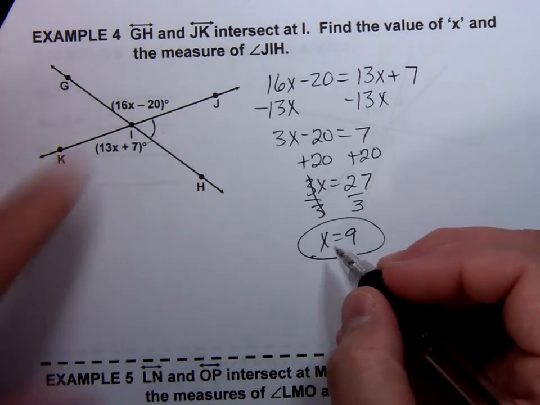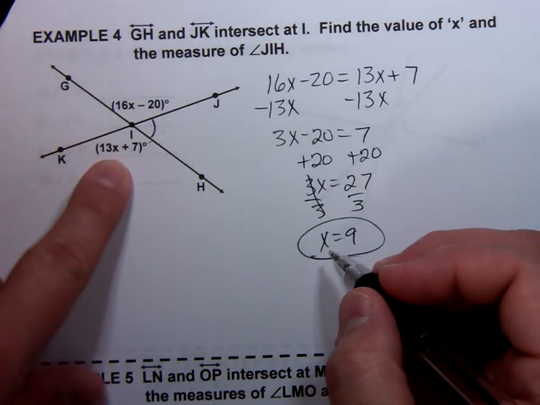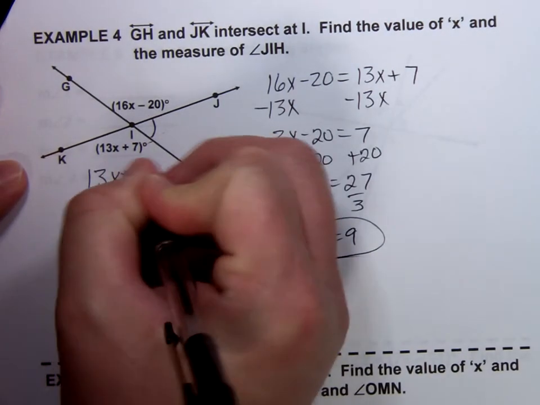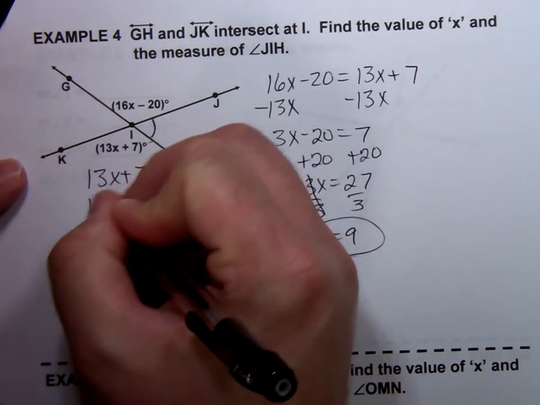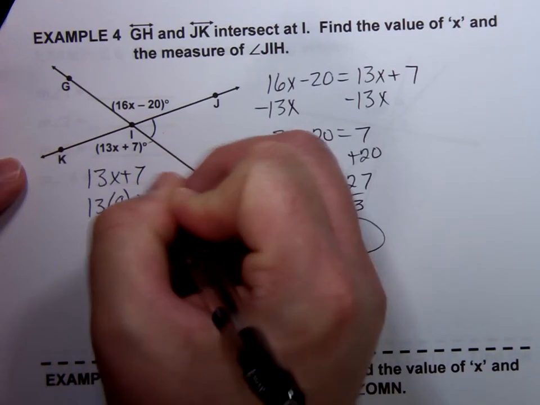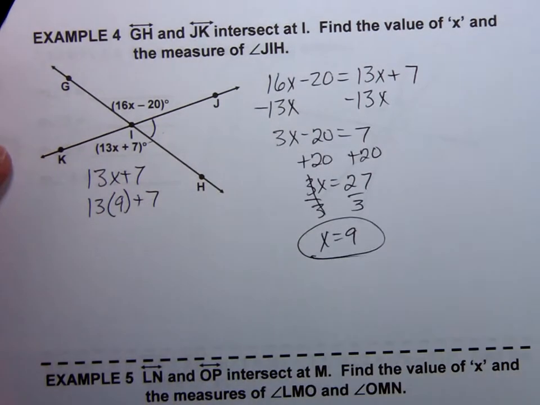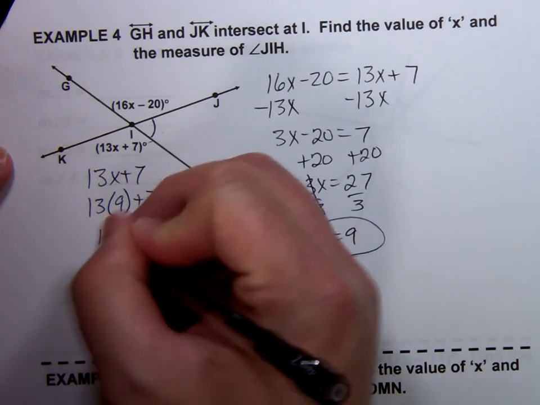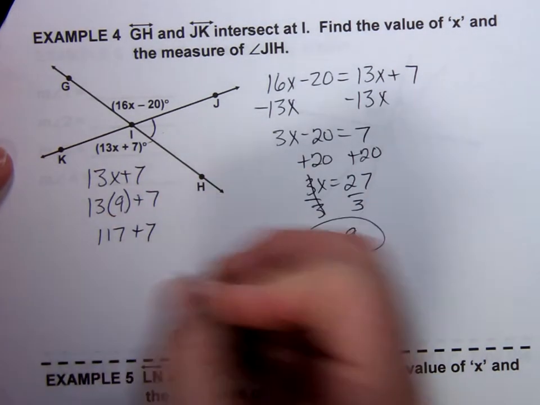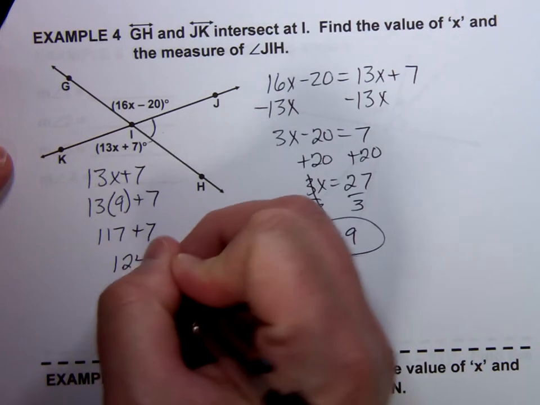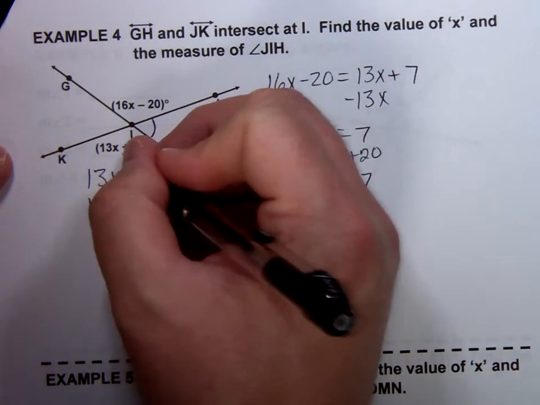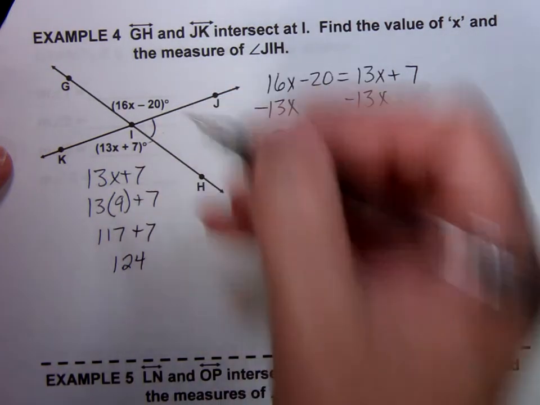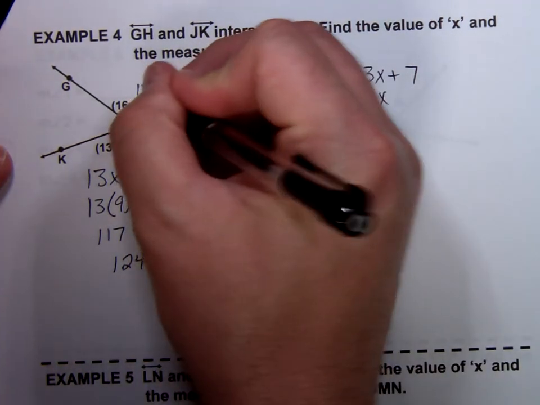So if I take the 13x plus 7 and substitute 9 in for x, we just found out x was 9. I got 13 times 9 is 117, plus 7 is 124. So I know this angle is 124 degrees. And since these are vertical angles, they're congruent. Either one of these angles is 124 degrees, right?